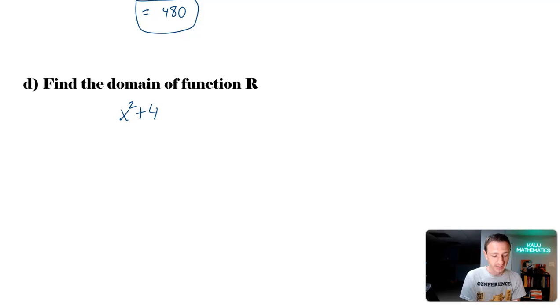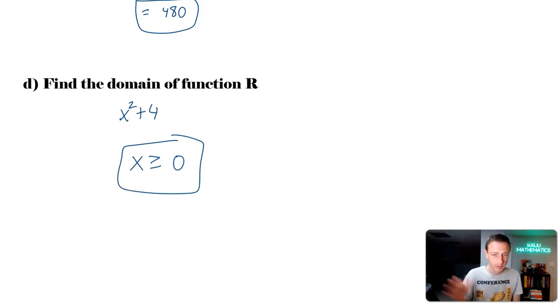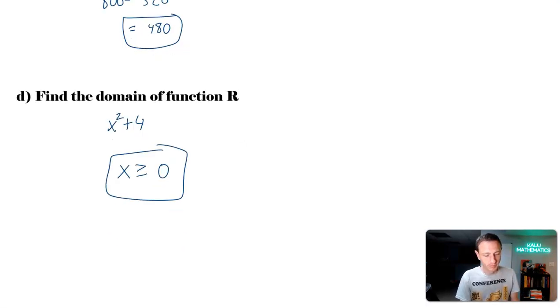Can x be negative at all if we're talking about x is the number of years since release? No, it cannot be negative. So the domain is x has to be greater than or equal to 0. It cannot be negative because we cannot be talking about negative years since release. It doesn't make sense. So the x values have to be positive, greater than or equal to 0. So every number greater than or equal to 0 there. So that was a little bit of an application there to simplifying rational expressions.